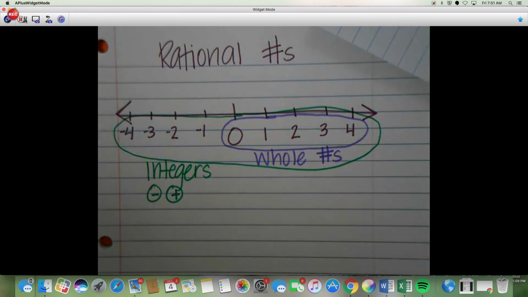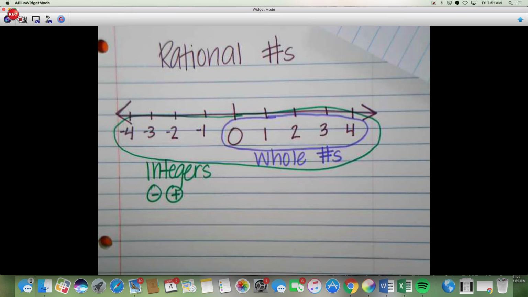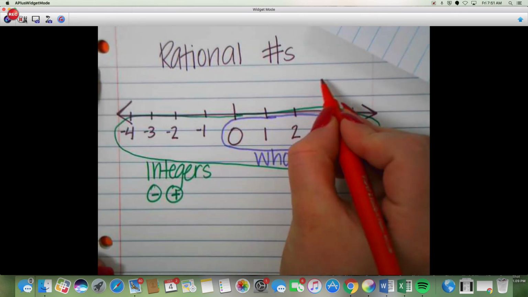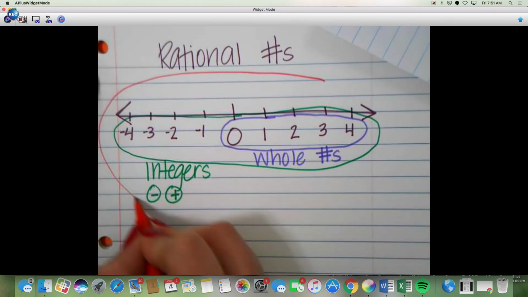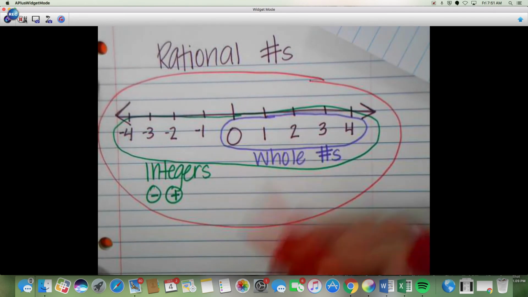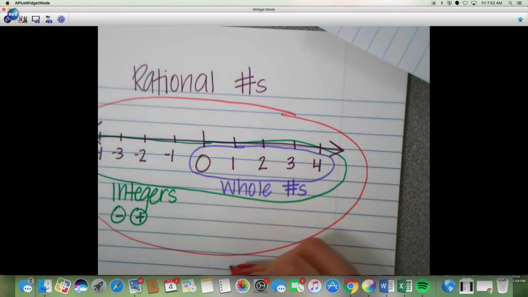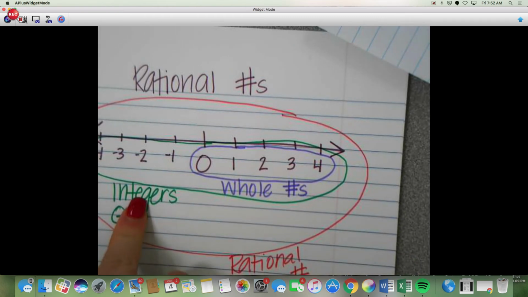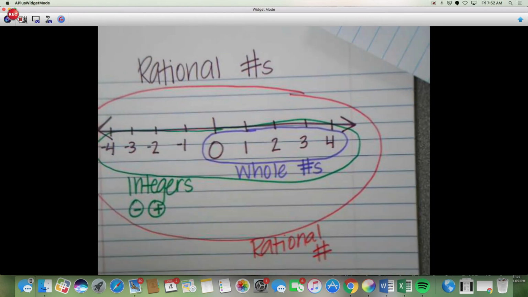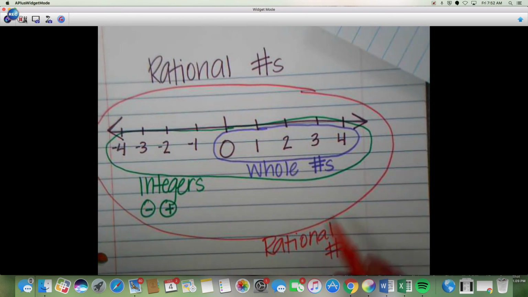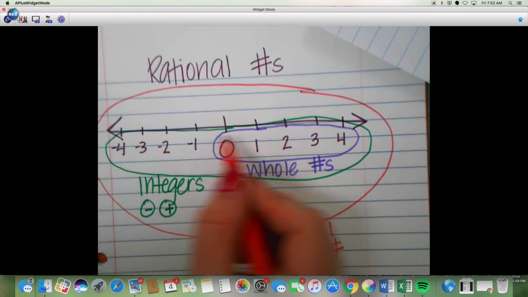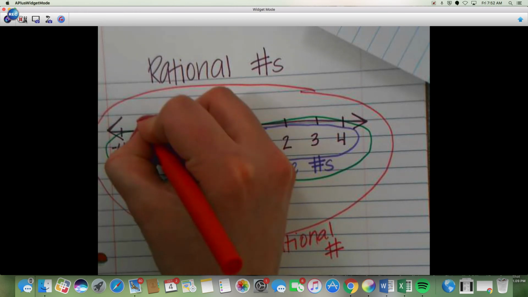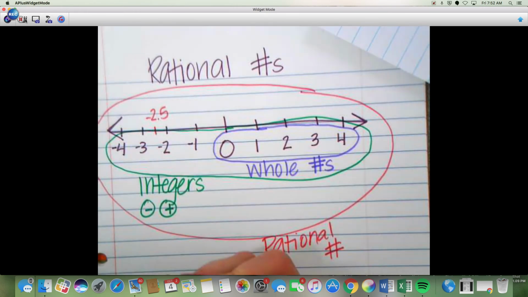Now, take your last color, and first I want you to circle this entire thing. Those are your rational numbers. So notice, whole numbers are included, integers are included, but the other thing that's included in this is everything in between these tick marks. So for example, -2.5 is a rational number.